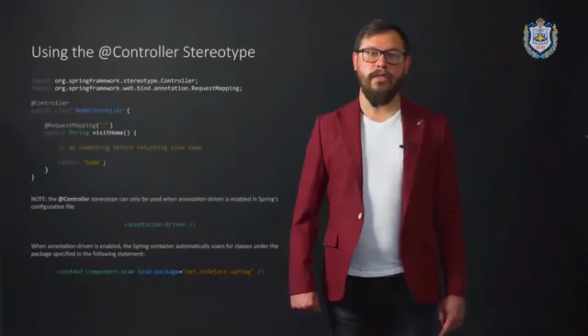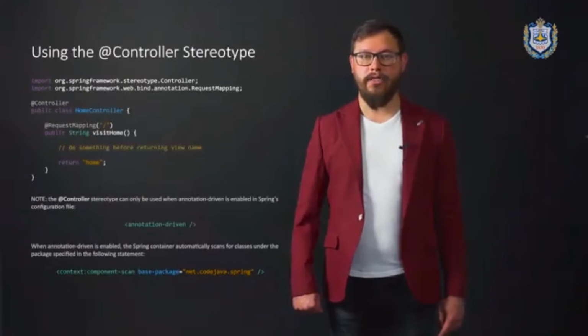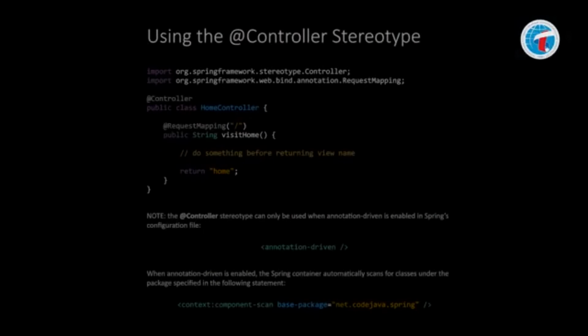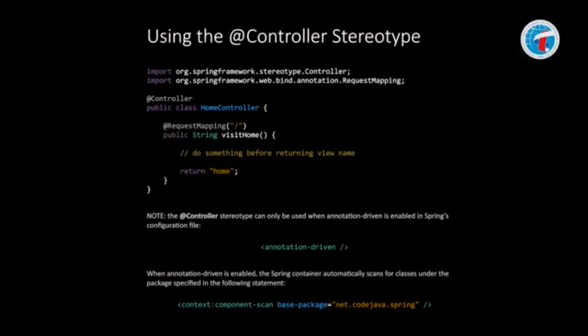This is the simplest way to create a controller class that can handle one or multiple requests, just by annotating a class with the @Controller stereotype. As you can see, the visitHome method handles requests coming to the application's context path by redirecting to the view named home. Note, the @Controller stereotype can only be used when annotation-driven is enabled in Spring's configuration file.